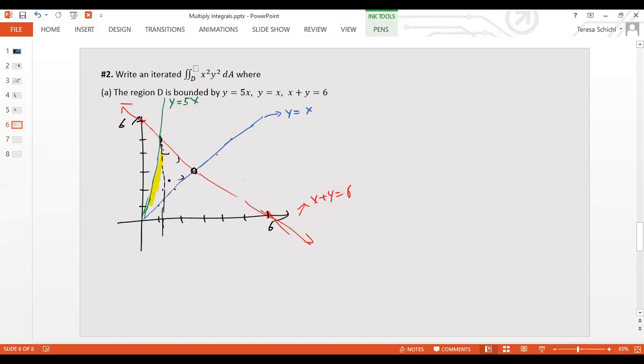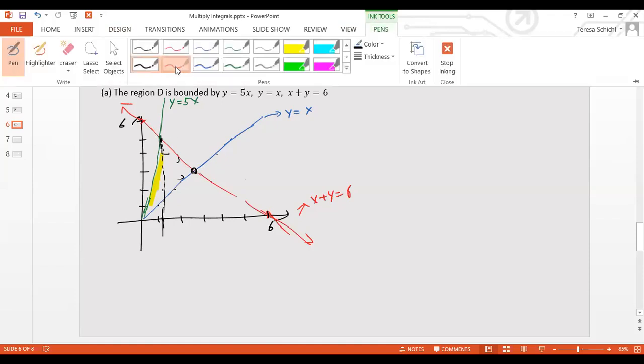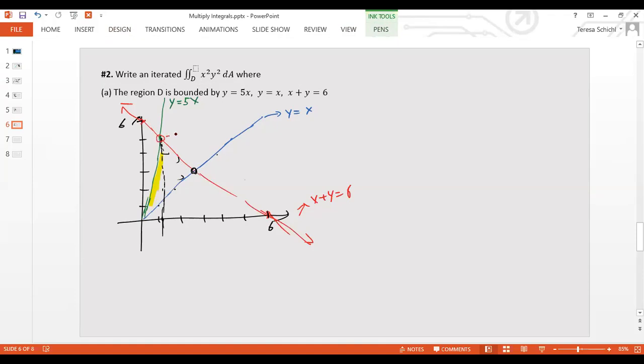I know my graph is not quite right here. So this is the point. Where is this point? This intersection point is (1, 5), and this intersection point is (3, 3). So you can solve this, okay?